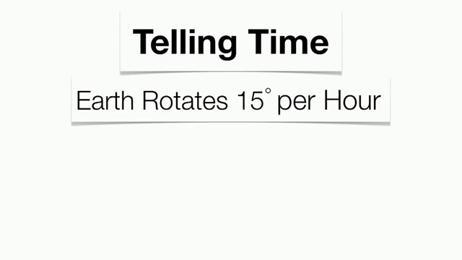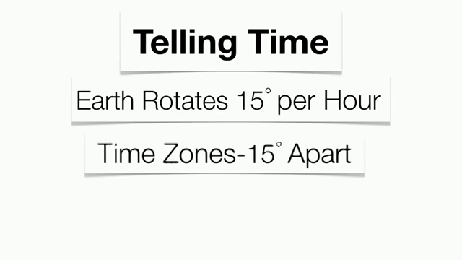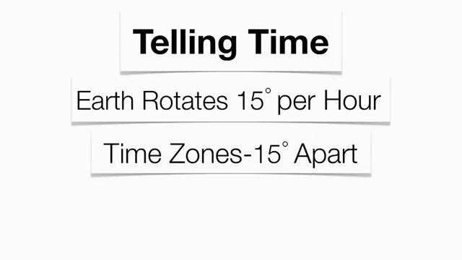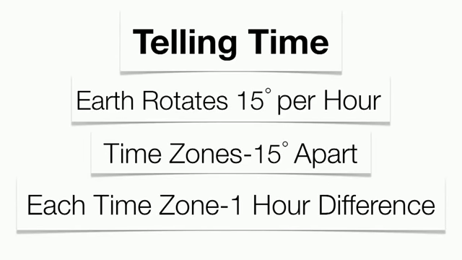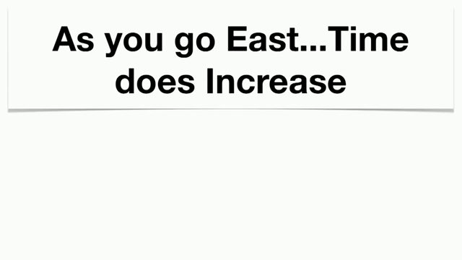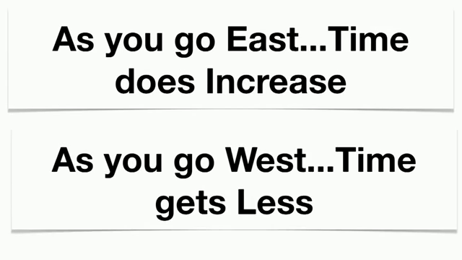Now telling time. Time is rather easy because you just need to know a couple of factors. You need to know that the Earth rotates 15 degrees per hour. You need to know that every time zone that you travel, east or west, is going to be 15 degrees apart. So every time zone that you travel is 15 degrees worth of longitude. You need to know that each time zone is a 1-hour difference. So if you keep this in mind, as you go east, the time does increase, and as you go west, the time does get less.